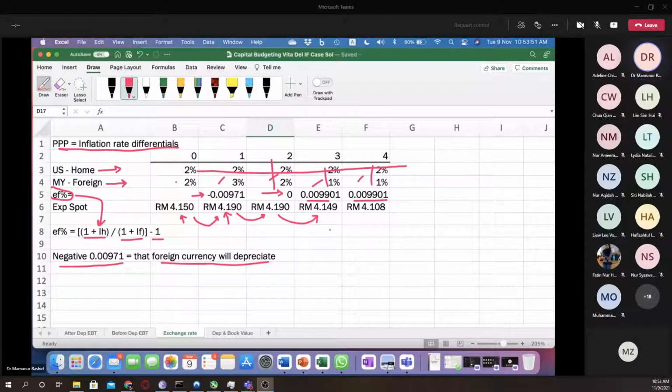In the last year, US home inflation rate is high, so Malaysian ringgit will be further strengthened. So from 4.149, it becomes 4.108. So Malaysian ringgit is becoming stronger because their inflation rate is low. So these exchange rates we will now transfer to our actual calculation.